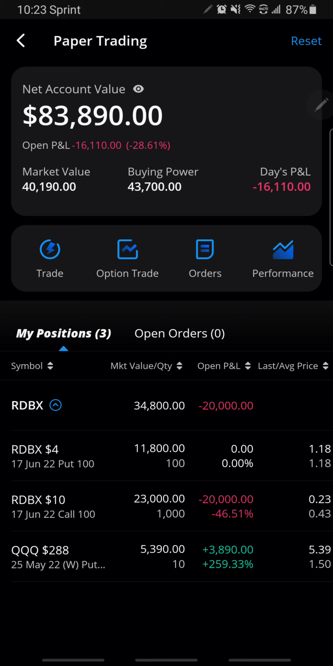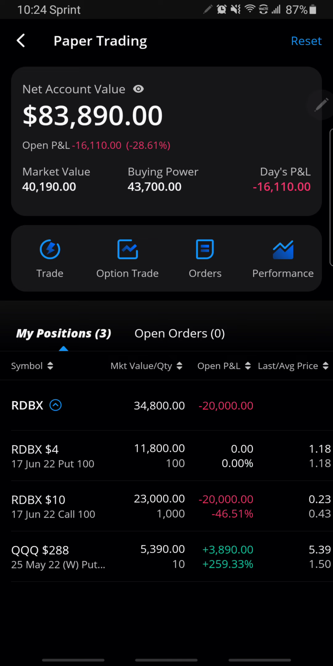I put this position on even before the market opened. I just wanted to see the functionality. The RDBX June 17 10 calls, I had 1,000 of them. That position is down minus 46%. And we just bought live with you here, paper option trading on the paper account on Webull, 100 contracts of the June 17 puts. So this is how you see it.